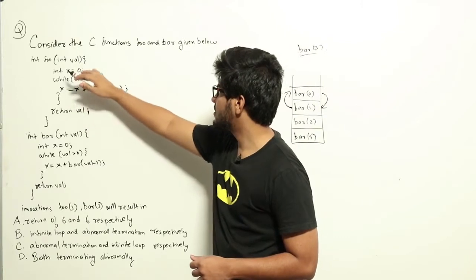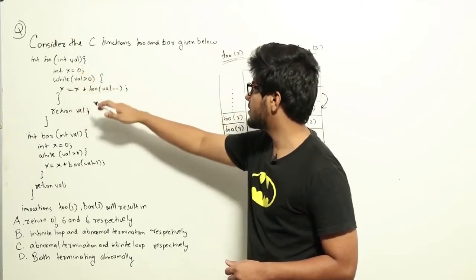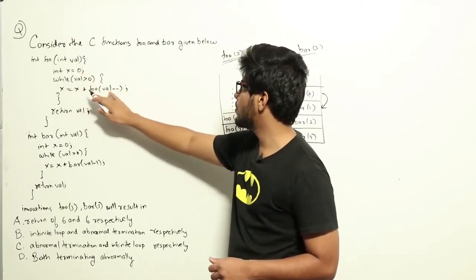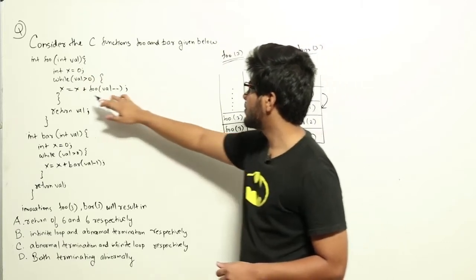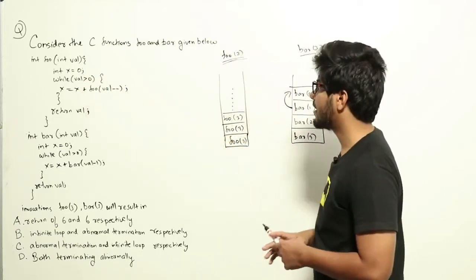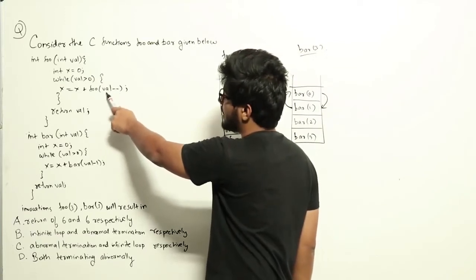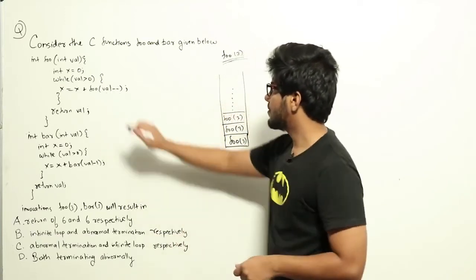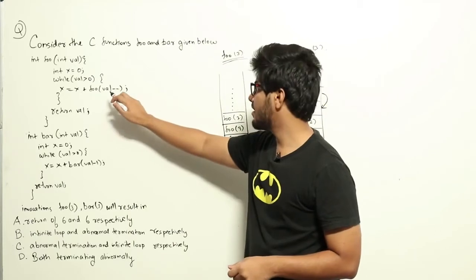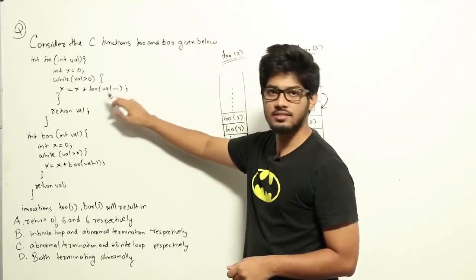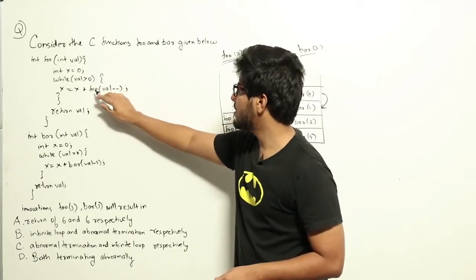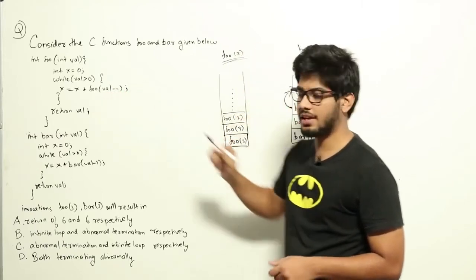Val is 3, x is 0. While val greater than 0, that is true, x equal to x plus foo of val minus minus. So foo of val minus minus is called again. But if you look here, it's not pre-decrement, it is post-decrement, meaning foo of val will be used here, and after that the value of val is decremented, meaning effectively we'll be calling foo of 3 only here.